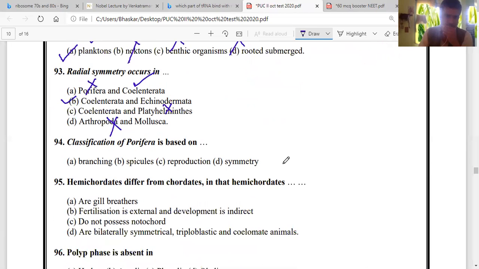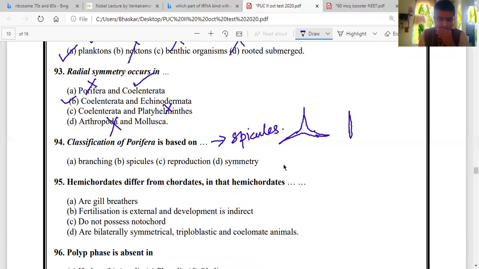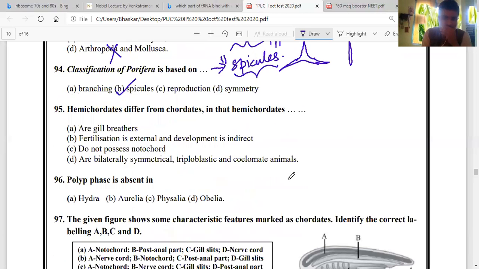The classification in porifera is based on, you know, Grant classified the entire porifera depending on the spicules. So depending on the spicules, you have a triaxonic spicule, you have a monaxonic spicule, you have a diaxonic spicule, the different types of spicules, and collagen fiber, modified collagen fiber, and spongin fiber. So that is how they are being classified. We have already discussed it in detail in the class.